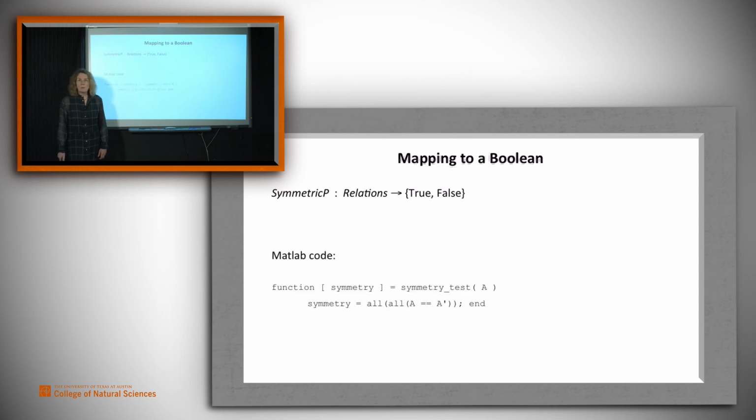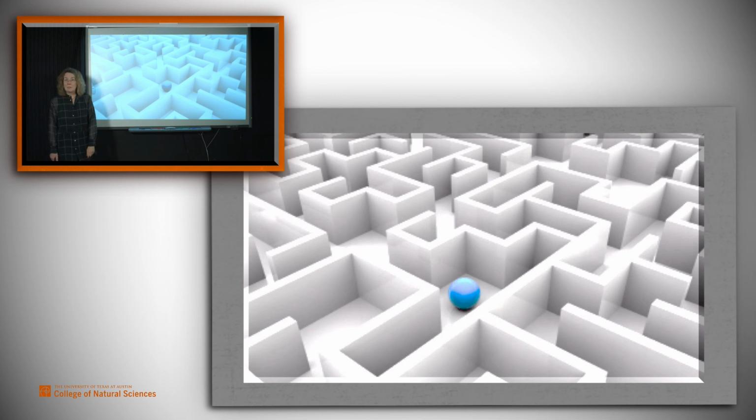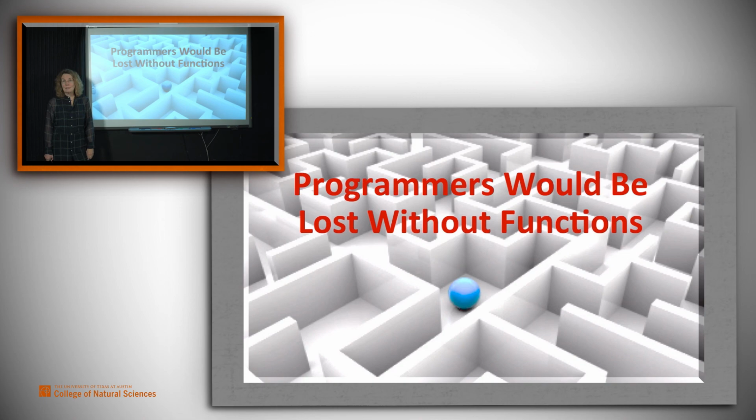I want to show you how we could use yet another system. MATLAB is a programming environment that does well with matrices, like the one you just saw, so we picked it to do this example. Here's our MATLAB code. It takes in one of those matrices, and it outputs a Boolean that it computes in this way. You don't have to worry about the details. So again, I input one matrix in this case, and I output one Boolean value. So the summary is, programmers would be lost without functions.